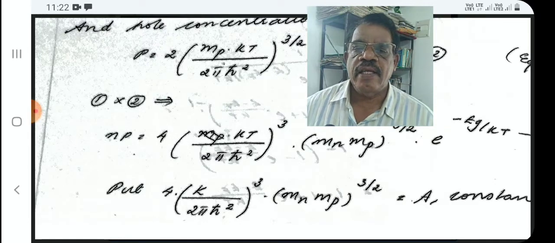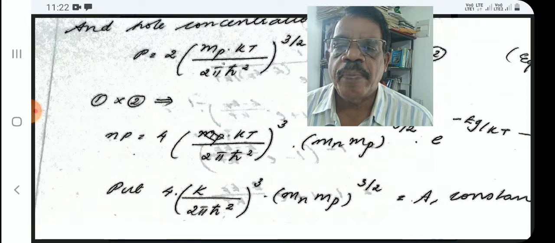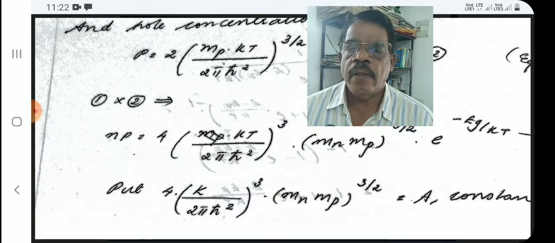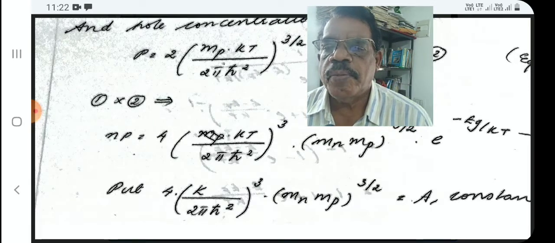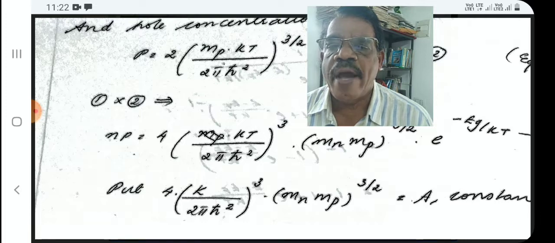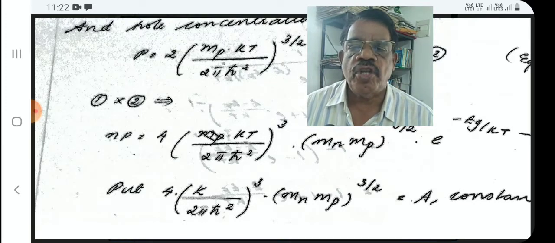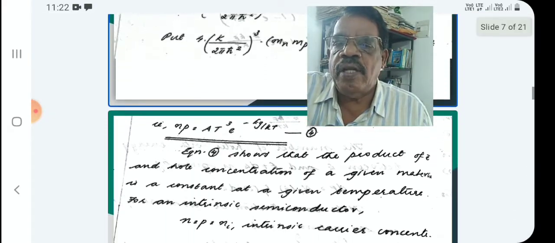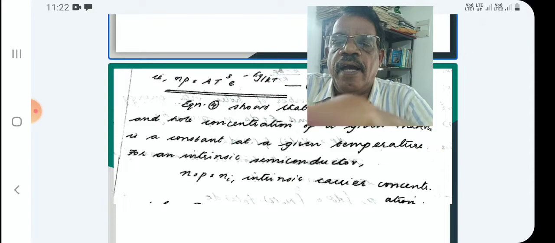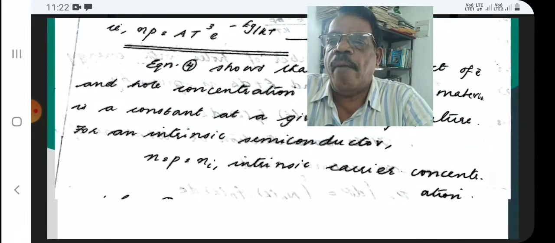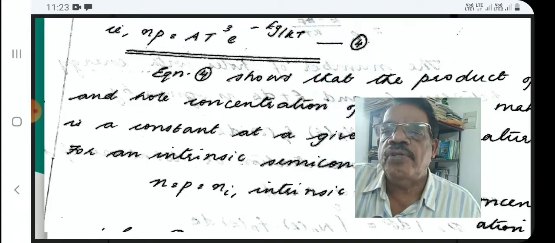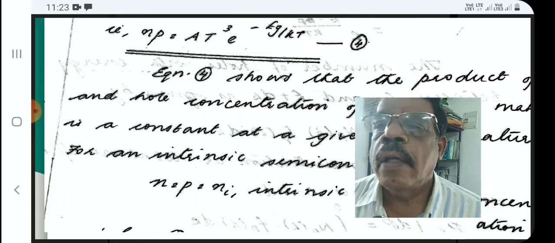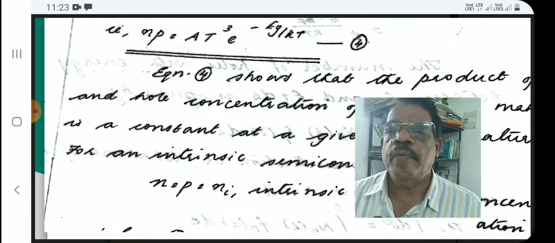is equal to A. That is, in the above expression, in the first part of the expression, we have to write it as A excluding T. Excluding temperature, that is, put 4 into k by 2 pi h cut square raised to 3 mn into mp raised to 3 by 2 is A, which is a constant. When we put it like that, we get a new equation in the form n into p is equal to A T cubed e raised to minus Eg by kT, equation number 4.